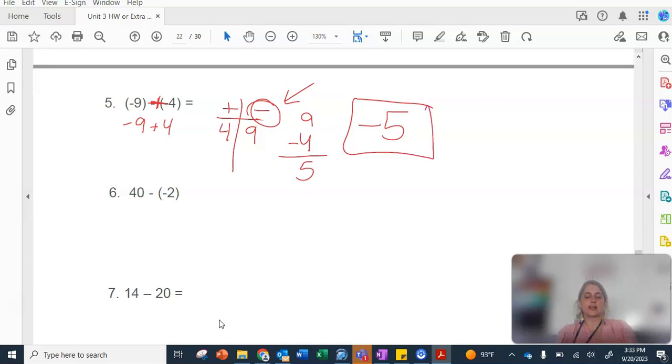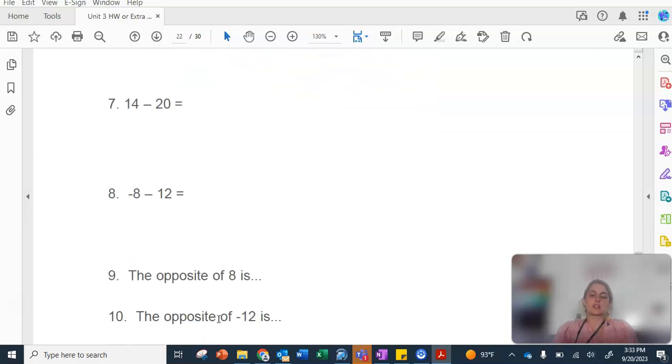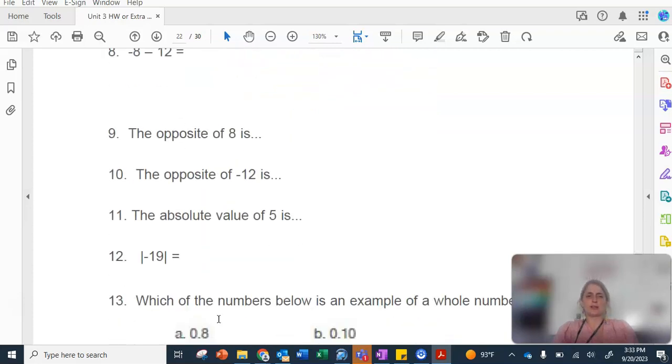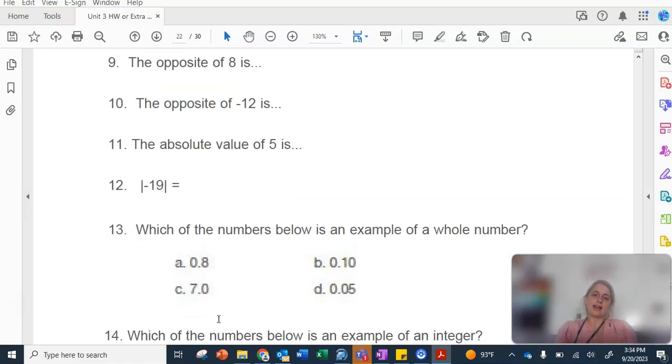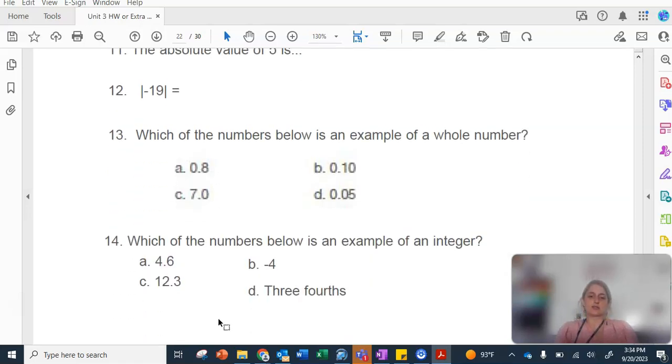Ooh, another double negative. That's actually positive. So we're going through these. We're just solving them. Oh my goodness, you can tell me what the opposite of 8 is? That's easy. Just write the number. And last but not least, oh no, not last. Second to last but not least.